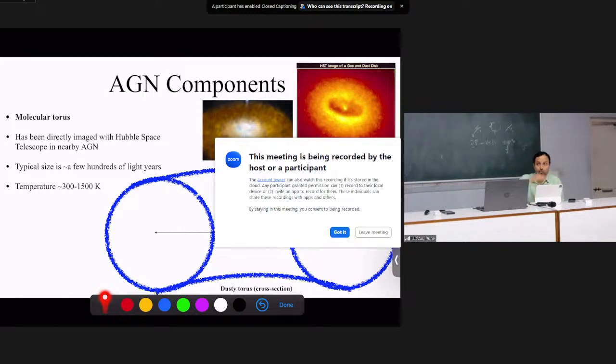But here the temperature is at 2000 Kelvin. Around 2200 Kelvin is the sublimation temperature for graphite. So dust will evaporate. But since we do see the torus, this means the temperature is less. Otherwise, it would be evaporated by now.